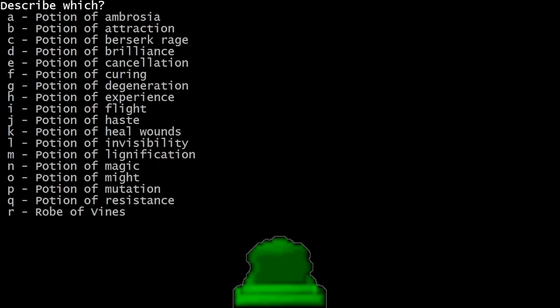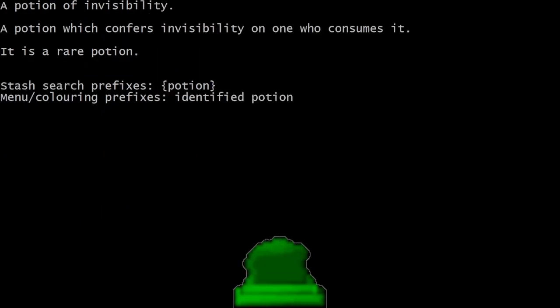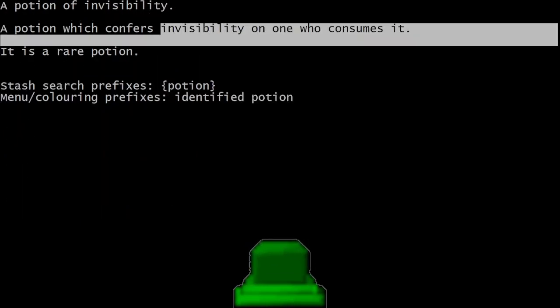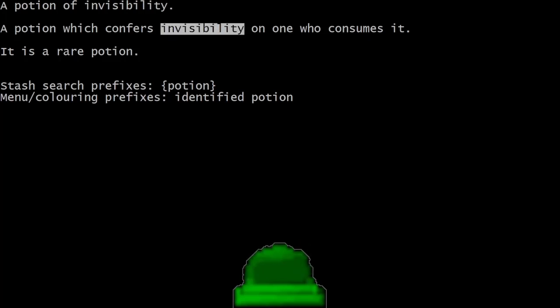Next on our list we have Invisibility, a potion which confers invisibility on one who consumes it. Who would have guessed? It is a rare potion. It is also not a potion that I personally use a lot. It does have some infamously good uses.